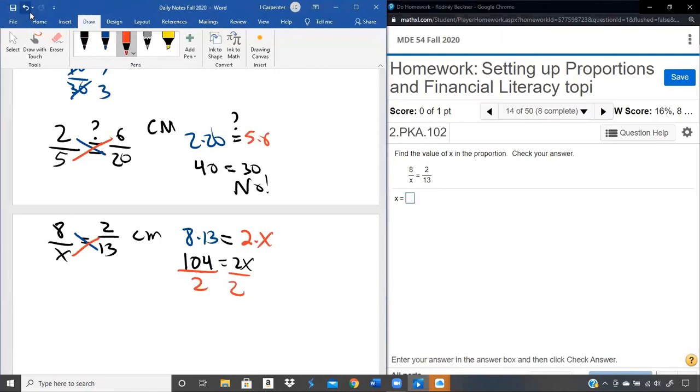Remember that addition and subtraction are opposites. Multiplication and division are opposites. And then half of 104 should be 52. So that should be our x. Let's see if it's right.